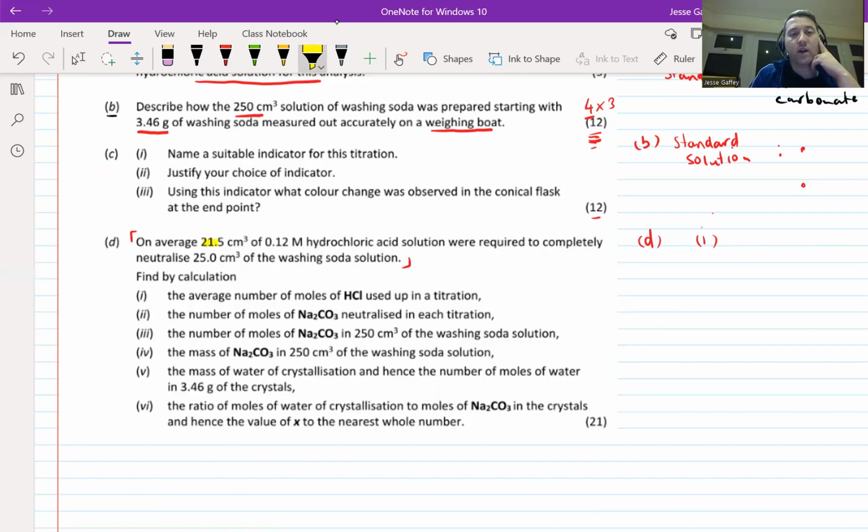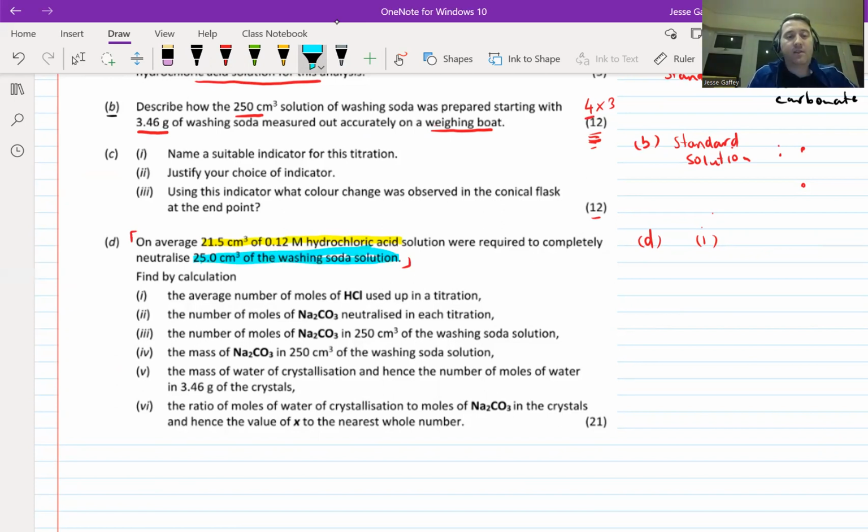Okay, so here I see 21 centimeters cubed, so that's the volume of 12 molar hydrochloric acid. Okay, so this is the volume used for the hydrochloric acid. We're required to completely neutralize the 25 centimeter cubed portions of the washing soda. So the 25 centimeter cubed portions were for the washing soda.